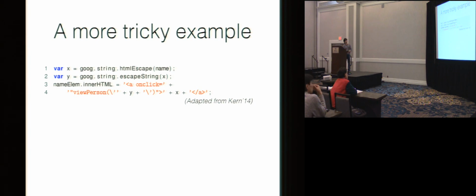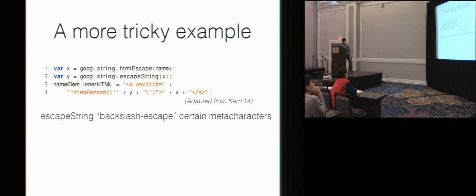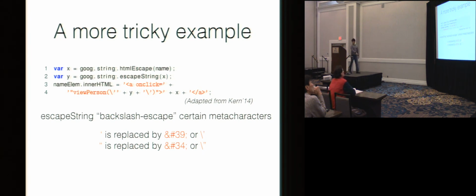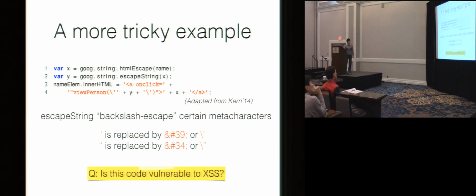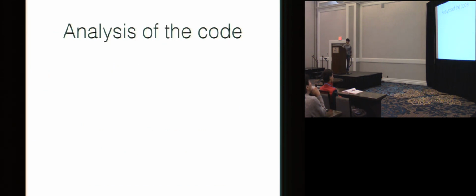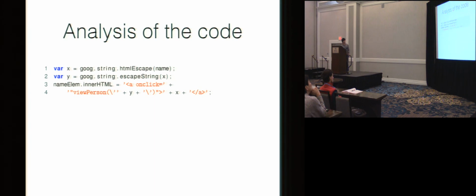Then here you have another one, the JavaScript escape. This is what is commonly called the backslash escape. Certain meta characters like this will be replaced by this, and if you have a double quote, you also replace it by that. So here's a question: is this code vulnerable to XSS? It's not that easy to see, right? But apparently, even after you have this sanitization, it's still vulnerable to XSS, and I'll show you in a minute. So this is the code again.